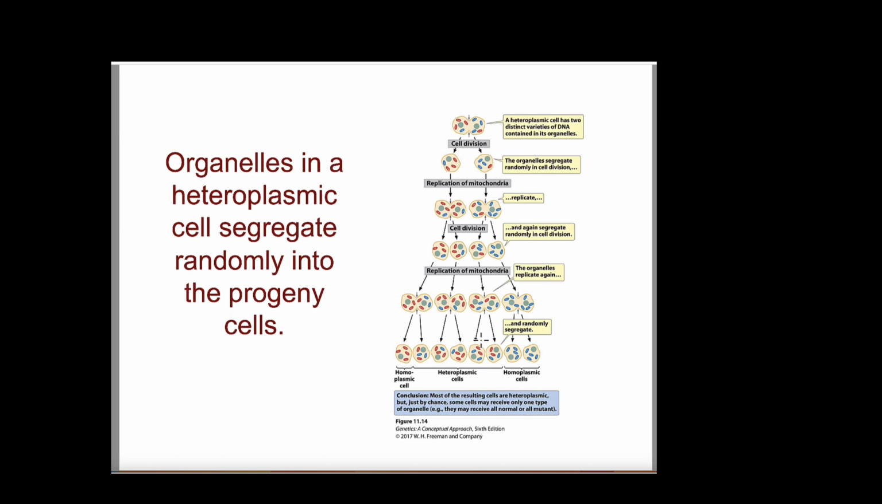But there are some instances where the cells will only receive one type of organelle, whether it's all mutant or all normal, as you see here. Homoplasmic, meaning the same. Hetero, meaning normal and mutant, or all mutant, all the same.